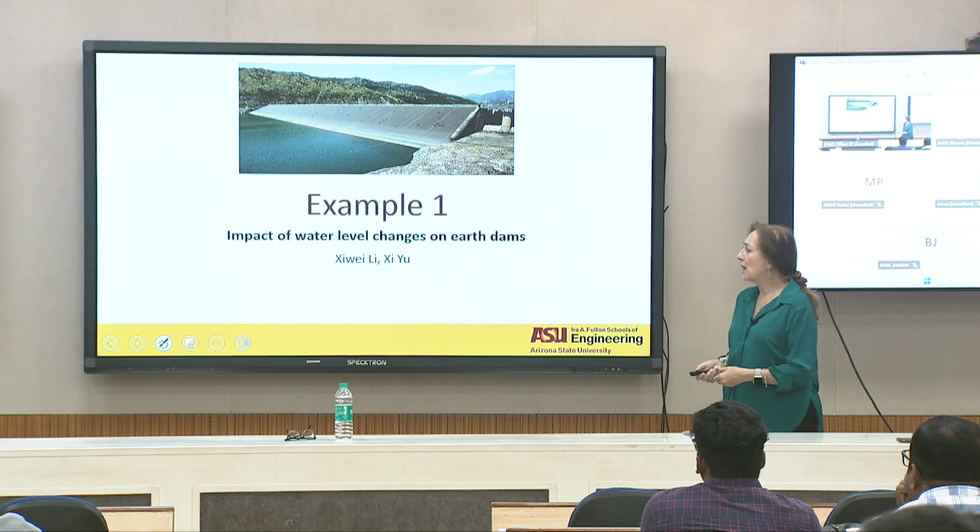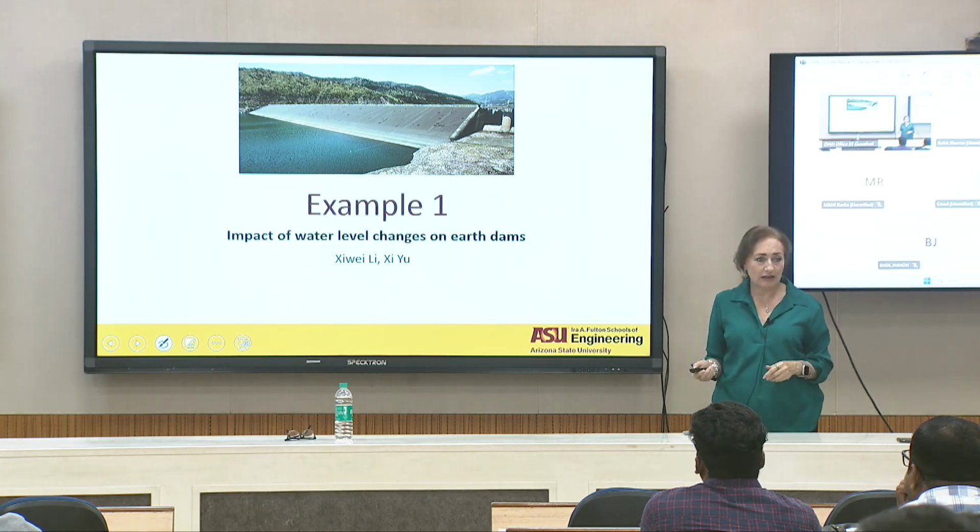So what is the impact of water level changes on an earth dam? This is a transient flow analysis, right?